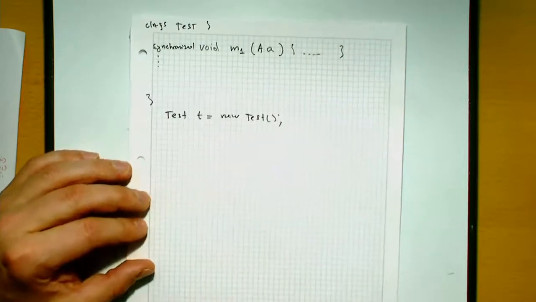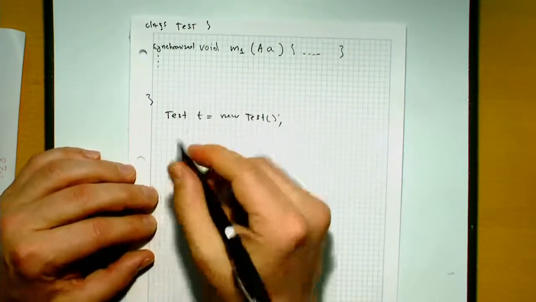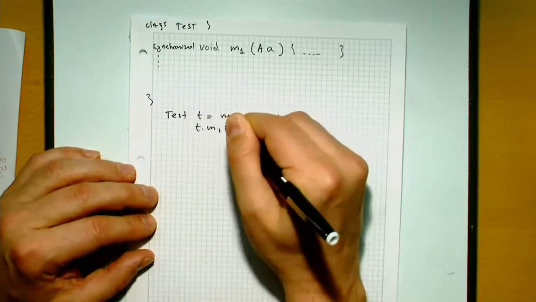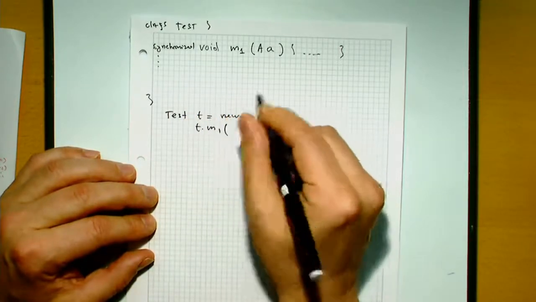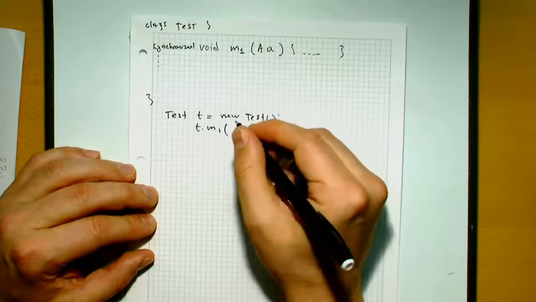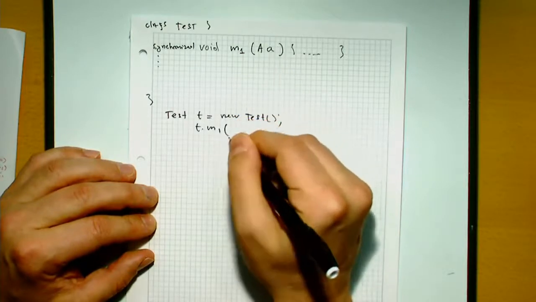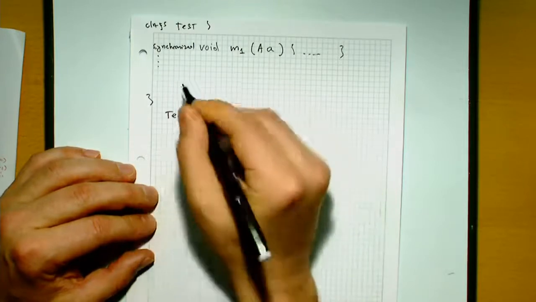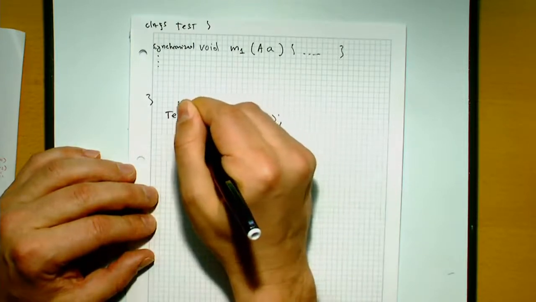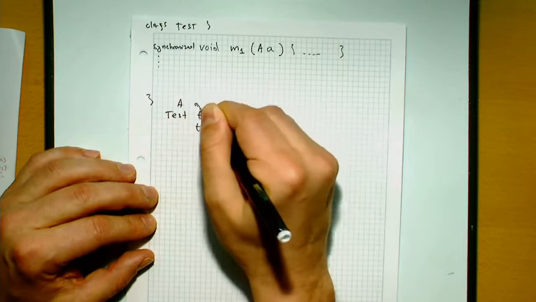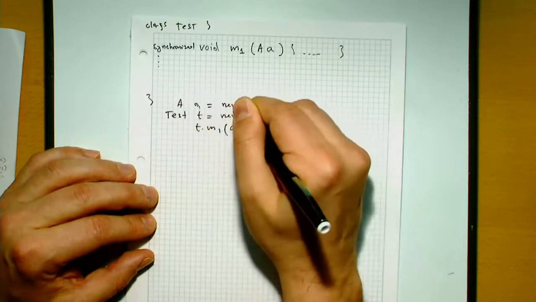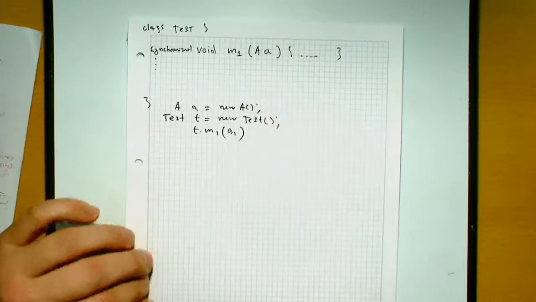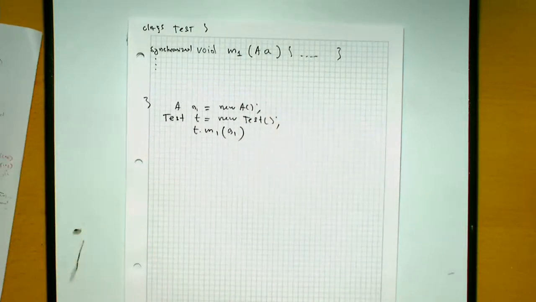So I do Test t, I just create a new object of this class. And I call t.m1 with some parameter. Let's call it a1 as a parameter. Maybe here I created an object over here, like a1 is equal to new A, just to create this thing. Can you see from the back? Or we can zoom it even.